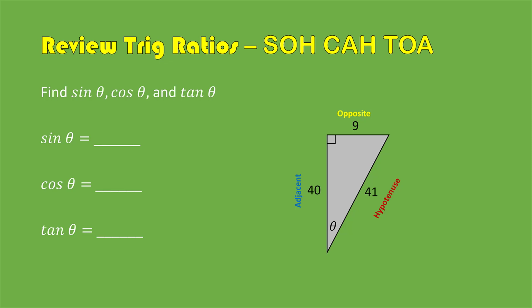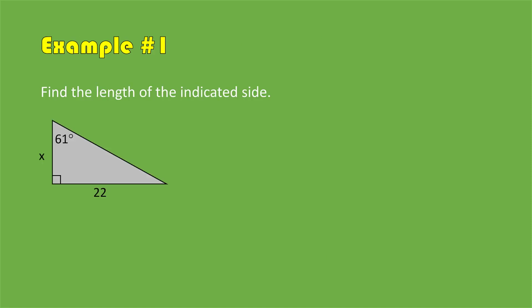Sine is the SO, opposite over hypotenuse, or 9/41. Cosine is CA, adjacent over hypotenuse. In this triangle, 40/41. And then we have tangent, which is TOA, opposite over adjacent, 9/40. So that's our review, and that's going to get us started and lead into finding the lengths of a side. Here's our first example.